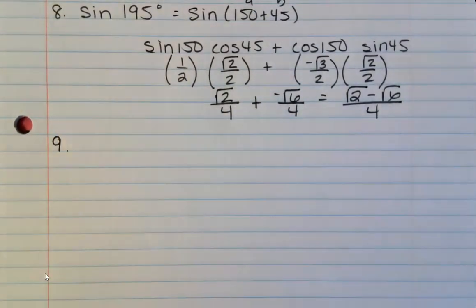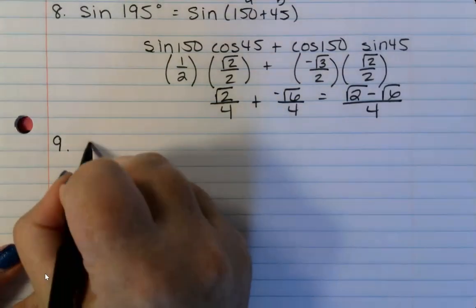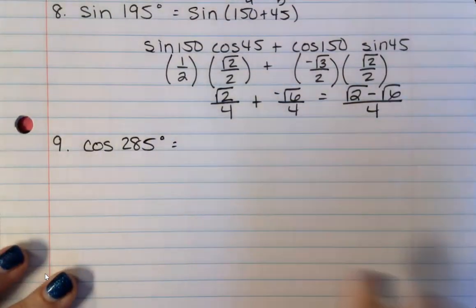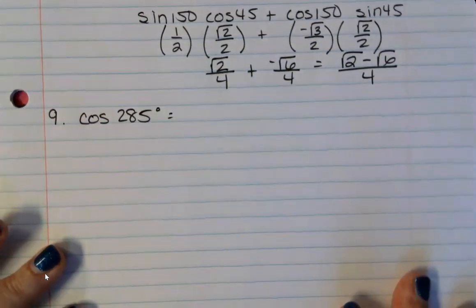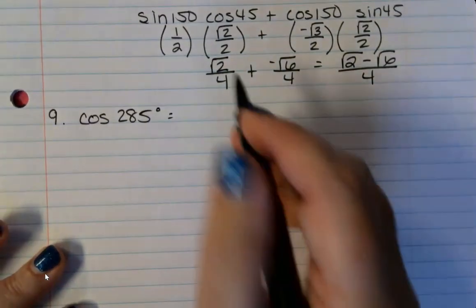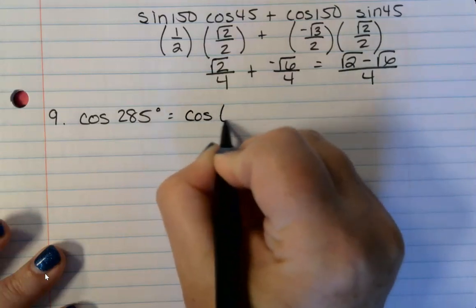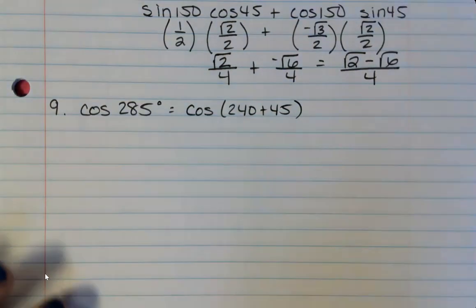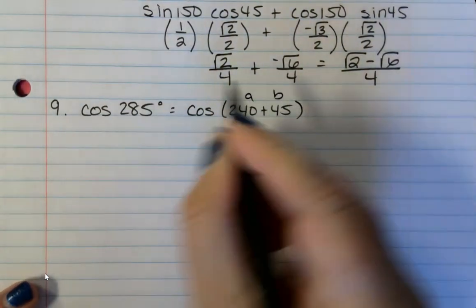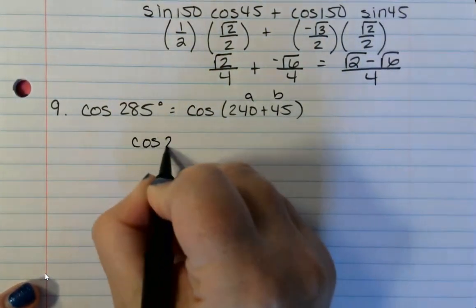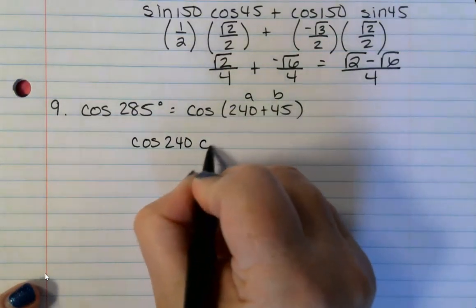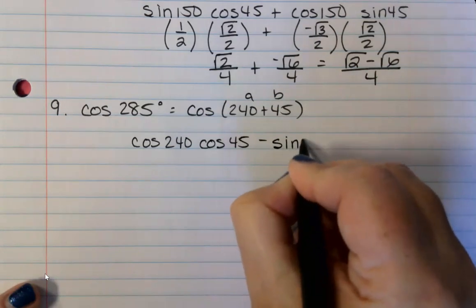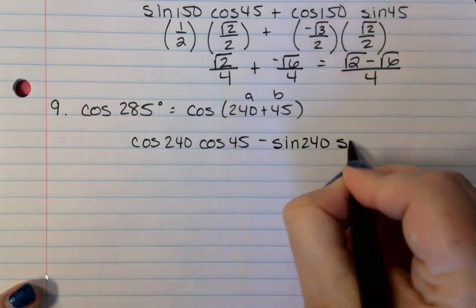9 is cosine of 285. And if y'all trust me, I got cosine of 240 plus 45. So cosine, cosine, sine, sine.